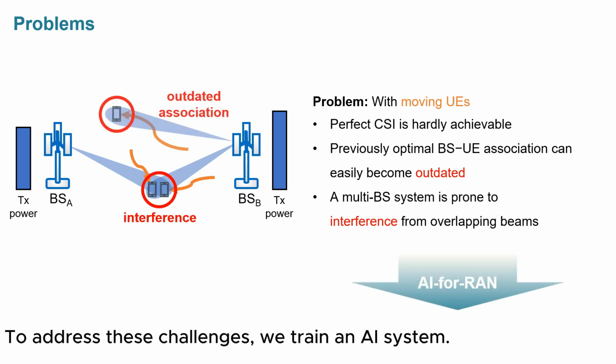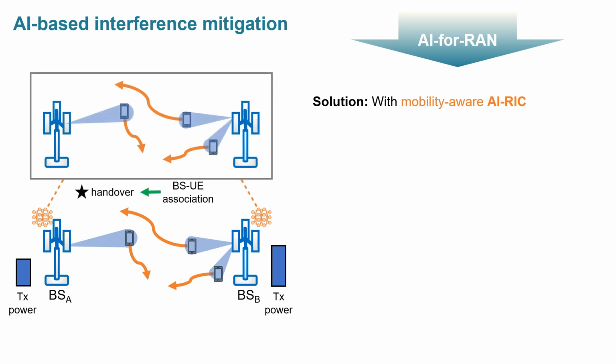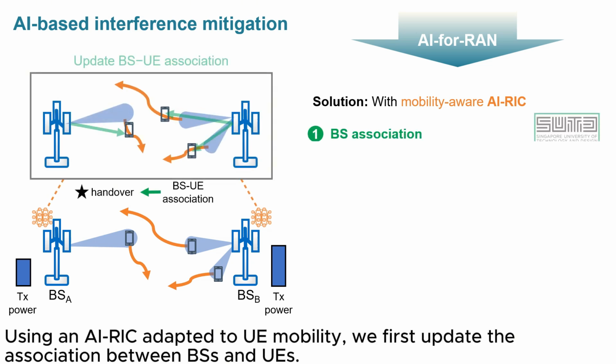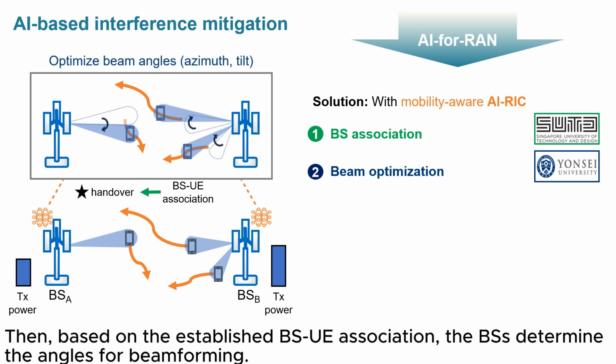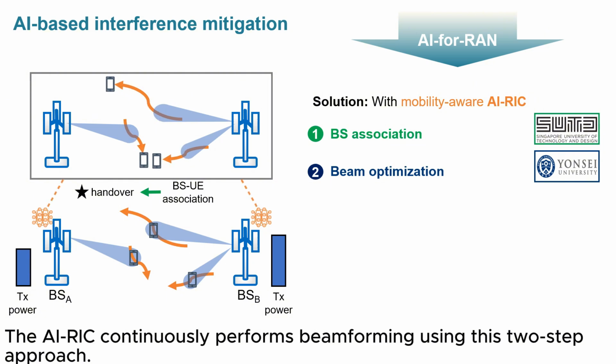To address these challenges, we train an AI system. Using an AI RIC adapted to UE mobility, we first update the association between base stations and UEs. Then, based on the established association between base stations and UEs, the base stations determine the angles for beamforming. The AI RIC continuously performs beamforming using this two-step approach.